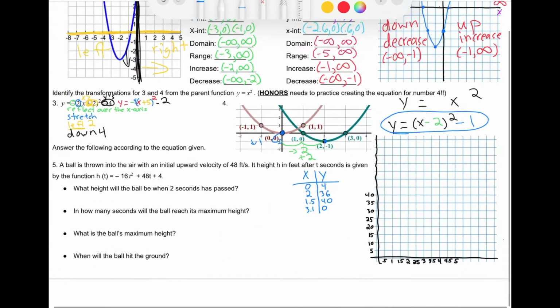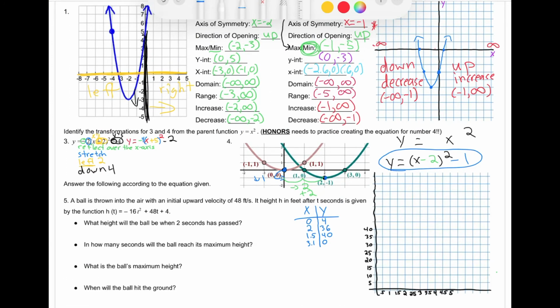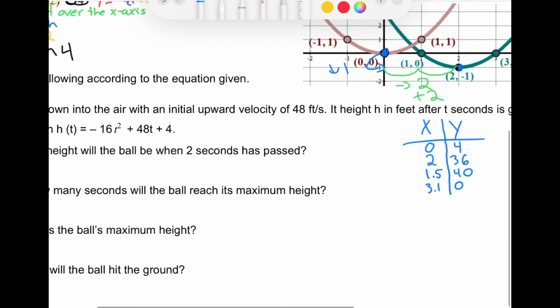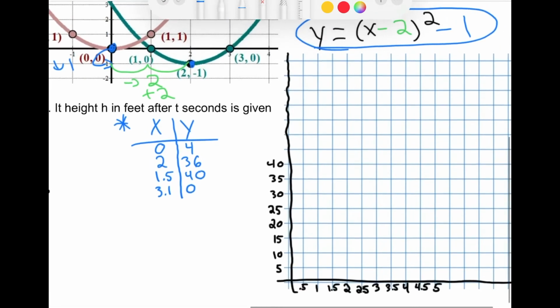Okay. And then lastly, for Unit 1's quick review, number 5. A ball is thrown into the air with an initial upward velocity of 48 feet per second. If the height h in feet after t seconds is given by the function, and then we're asked 4 different questions about it. So what I did on my graphing calculator is that I went to y equals, put in the equation that was given, and found a few points so I can graph it on my graph paper.